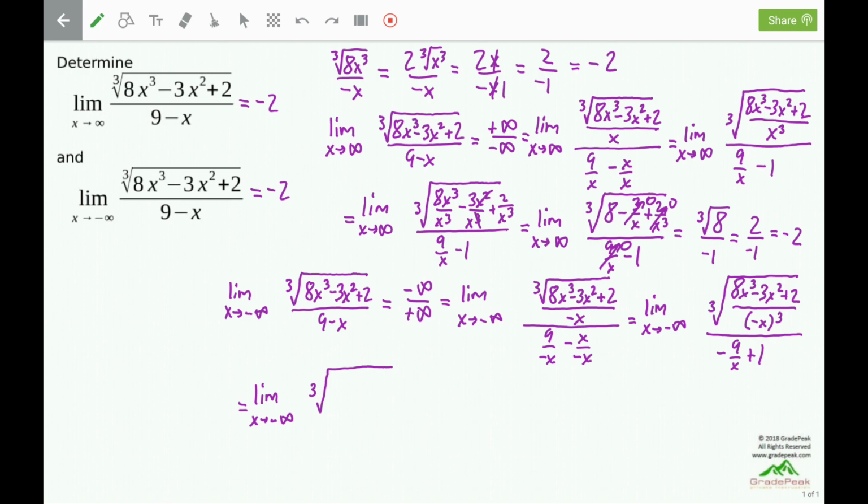In the numerator, each term can be put over negative x quantity cubed. Negative cubed is negative, and then x cubed. So each term can be put over negative x cubed. We will leave the denominator as is.